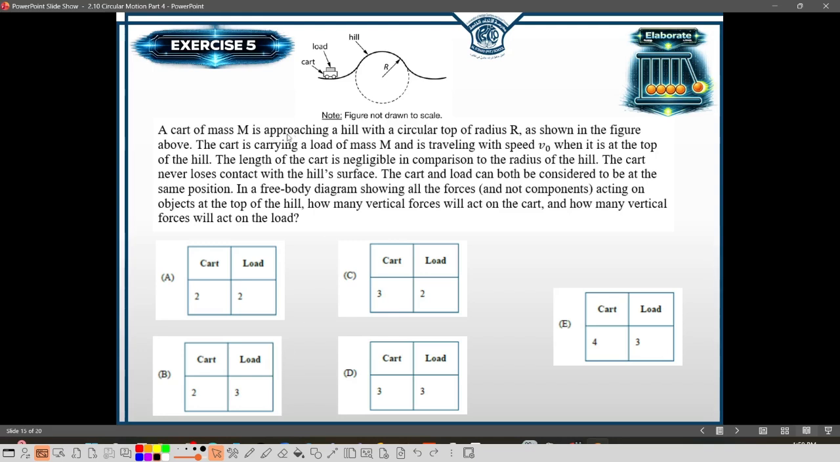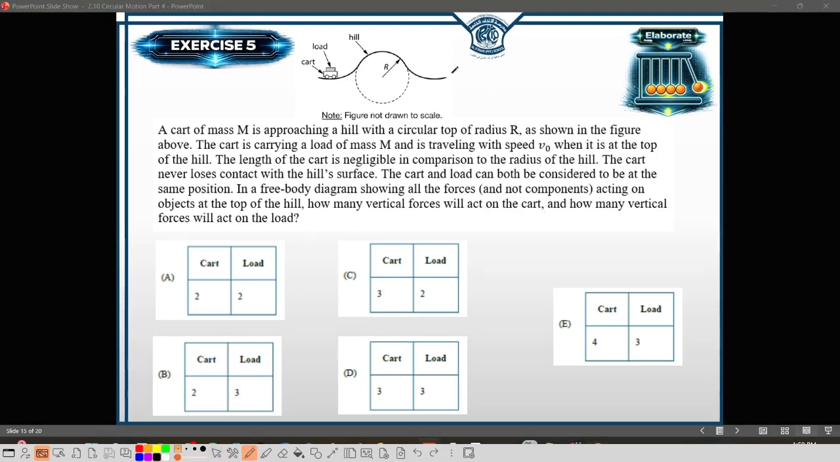A cart of mass again is approaching a hill with a circular top of radius r. Now, we have the same information as before. The cart and the load can be considered to be at the same position. In a free body diagram showing all the forces, and not components, acting on the object at the top of the hill, how many vertical forces will act on the cart and how many vertical forces act on the load?